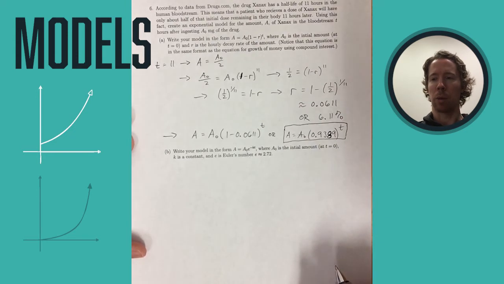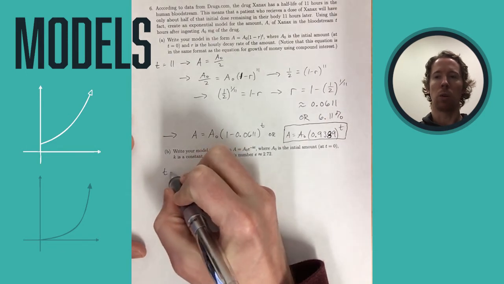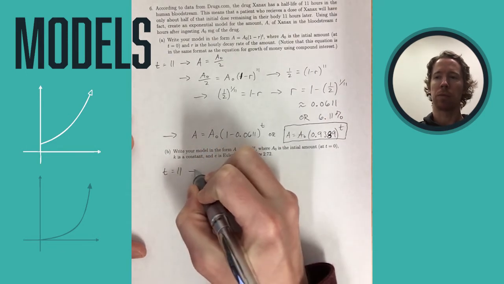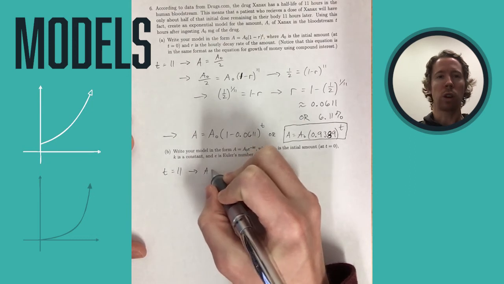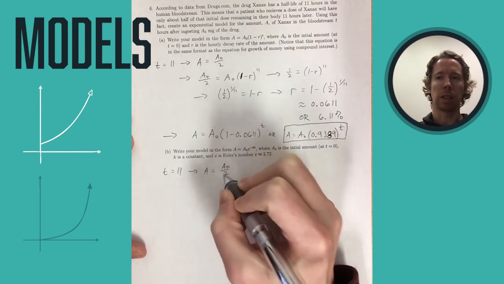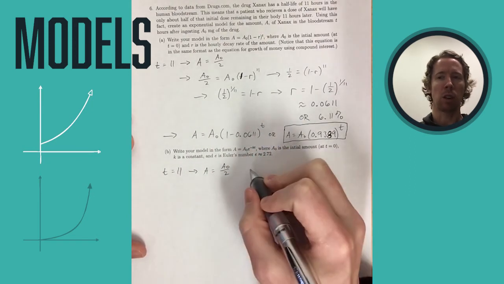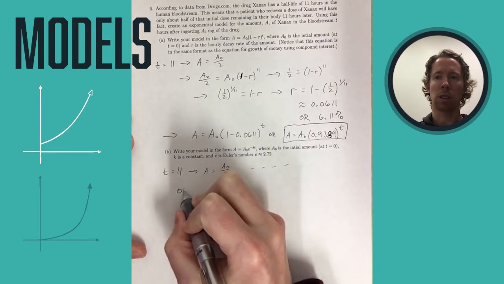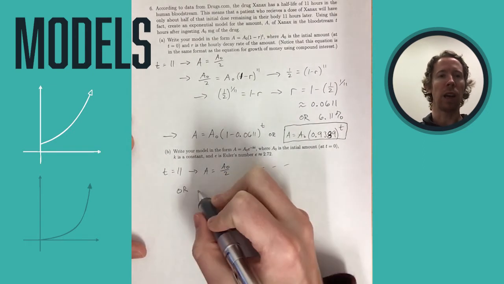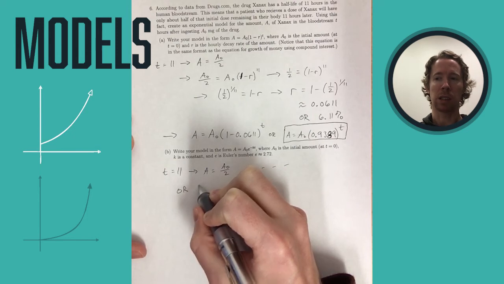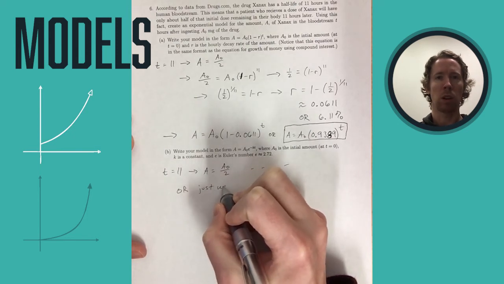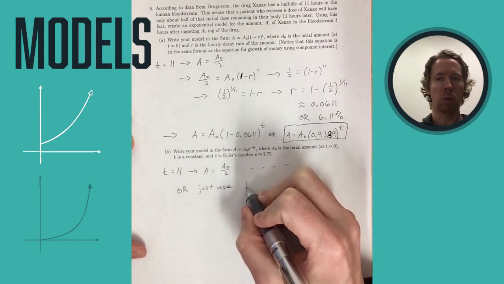Or we could just use the fact that we know k is the natural log of 1 plus r, or in this case 1 minus r. We could have set this problem up as, in part A, 1 plus r instead of 1 minus r. Then we would have gotten a negative rate instead of getting positive 0.0611. We would have negative 0.0611.